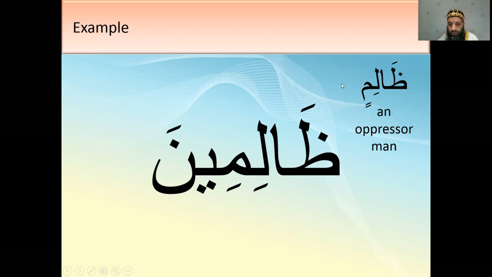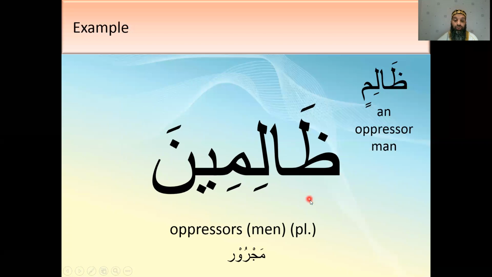Dhalimayni is two oppressors. Fantastic. Two oppressors, and it is majroor because -ayni is the pattern for the dual majroor or mansoob. But we know it's majroor because of this here, the singular word it comes from is majroor. -ina means plural, -ani means two. So dhalimina is many oppressors.